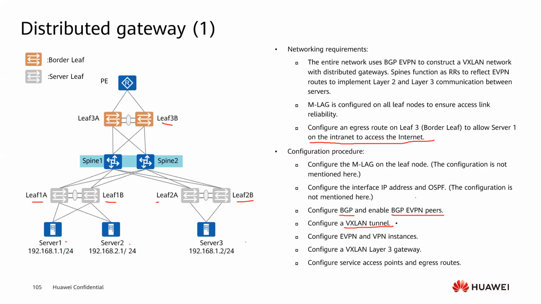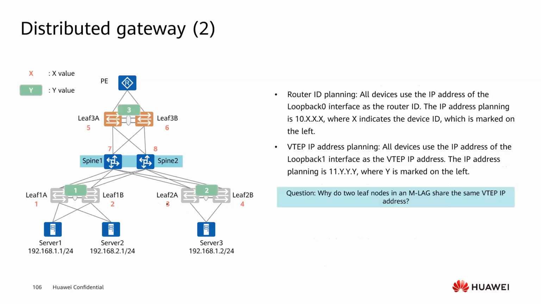And I thought these tunnels should use the automatic mode, and we configure the VPN and the VPN instance, and we need to configure the Level 3 gateways. It means we need to configure the VBDIF and we need to configure the access point and the egress routes. And also, I think we need to import the egress routes from the public VPN instance to the IP VPN instance for the VXLAN domain. All right, I thought you should know that.